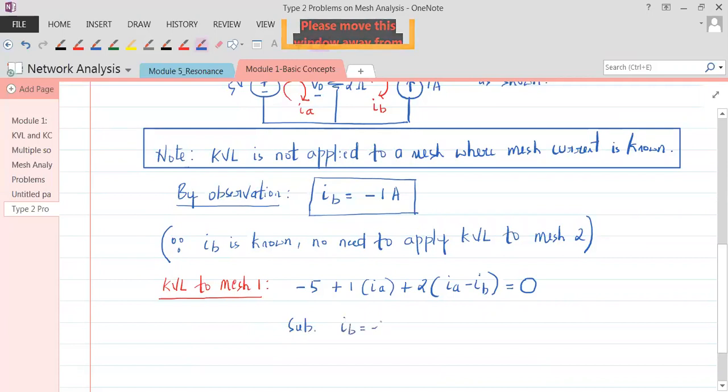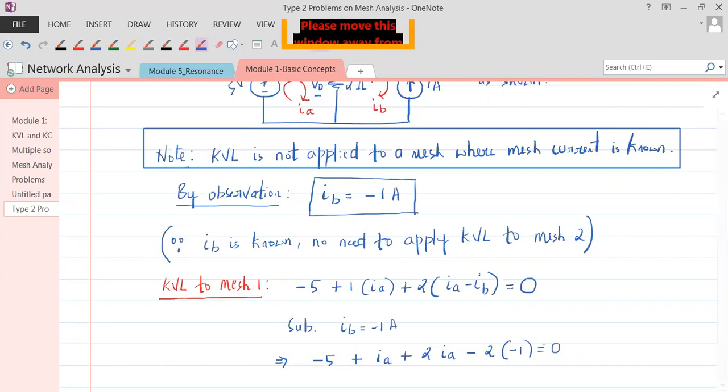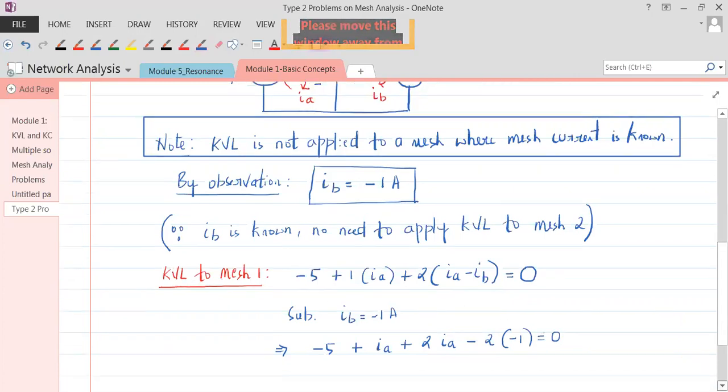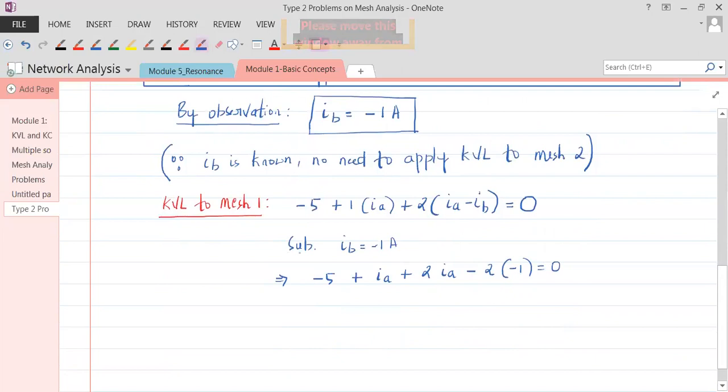Substitute IB equal to minus 1 amp. This implies minus 5 plus IA plus 2IA minus 2 minus 1 equal to 0. Is this okay with you? Minus of minus would become plus, yeah, this looks good. So how many IAs are there? There are 3 IAs. I hope everybody is working it out along with me. So it's 3 IA.